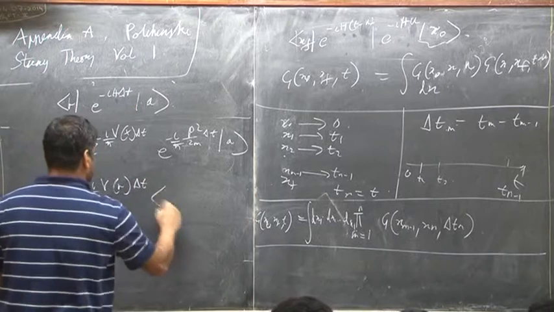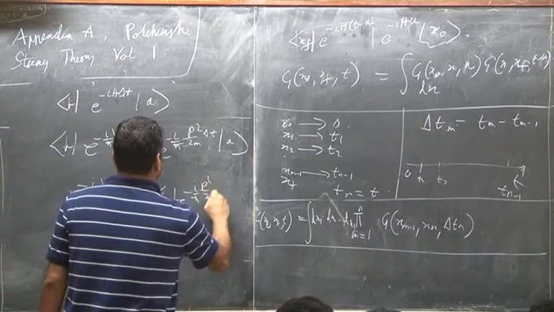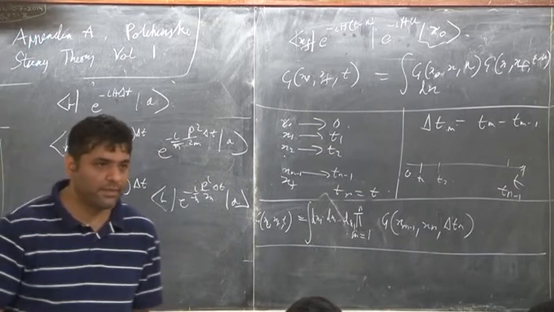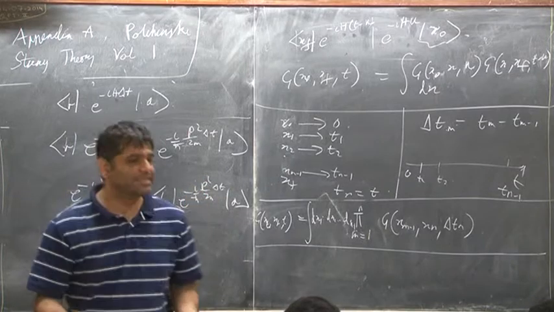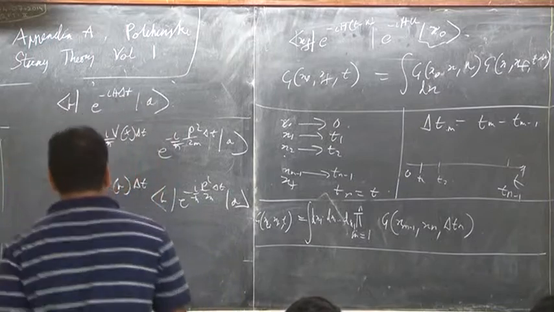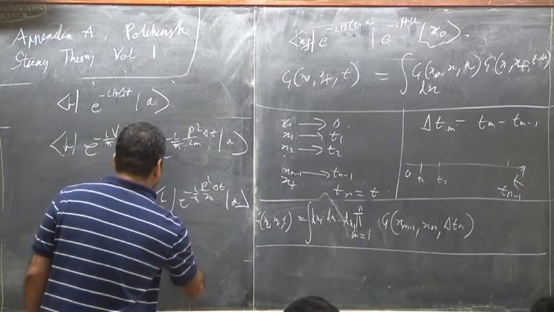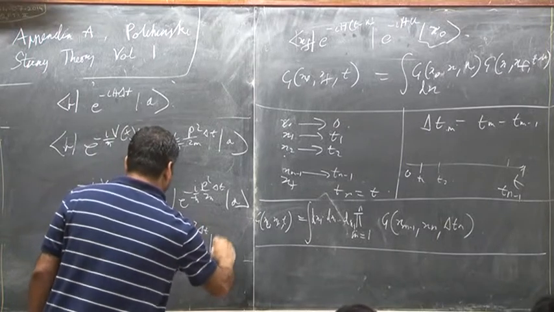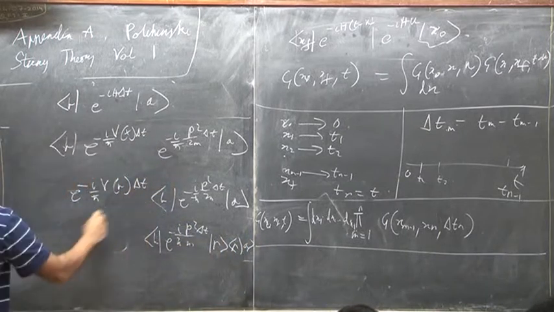times <b| e to the power minus i by h cross p squared by 2m delta t |a>. That's it. Okay. And now this is a bit irritating to compute in the position basis. It's easier to compute it in the momentum basis. Let's insert a complete set of states, but using the momentum basis. So this is <b| e to the power minus i p squared delta t by 2m h cross |p><p|a> integral dp, times this.